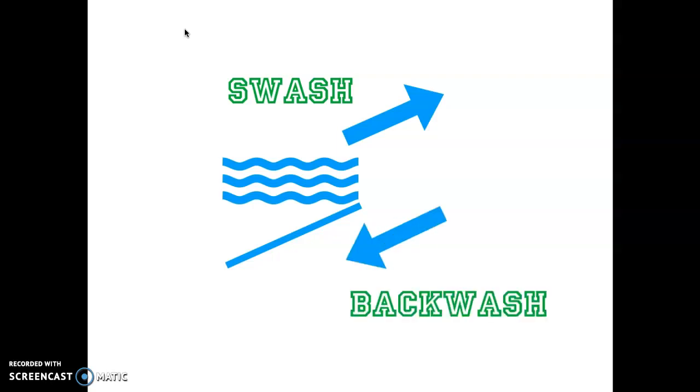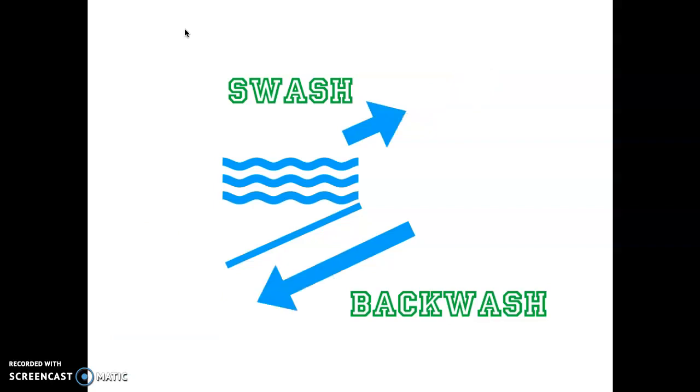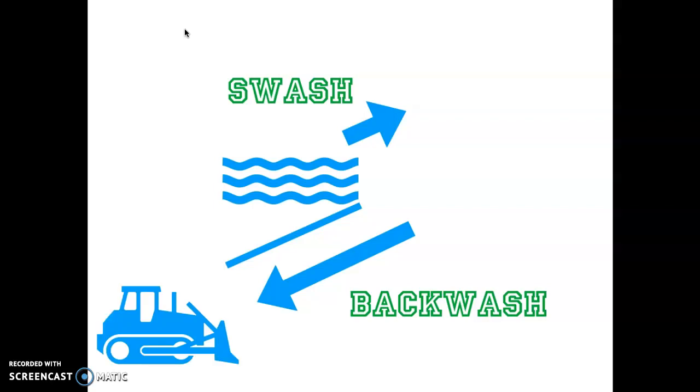When waves reach shallow water, they break and rush up the beach. This is called swash. Water rolling back into the sea is called backwash. If the swash is stronger than the backwash, waves are constructive. If the backwash is stronger than the swash, waves are destructive.